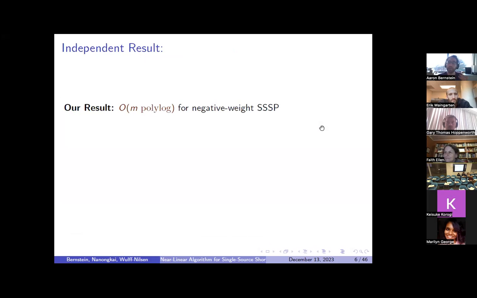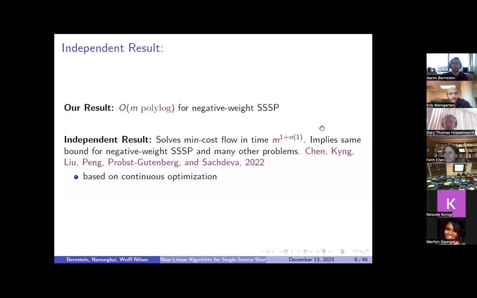I want to talk about another result that came out simultaneously with ours. It continues the line of the continuous optimization work and solves the much more general problem of min-cost flow. That running time is slightly slower, but they solve a much more general problem. In particular, negative weight shortest paths is a special case of min-cost flow, and so they also get the same running time for negative weight shortest paths.